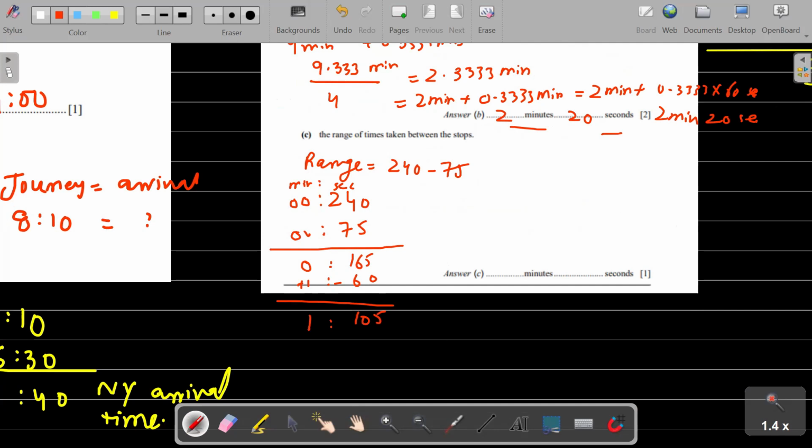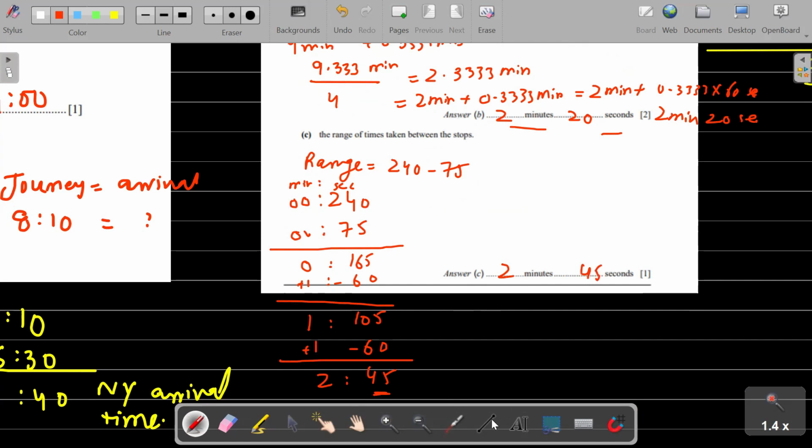Again, it is greater than 60. So subtract 60 from it. Add 1 in it. So 105 minus 60. It is 45. 45 and this will be 2. Now it is less than 60. So I can write here as 2 minutes and 45 seconds.